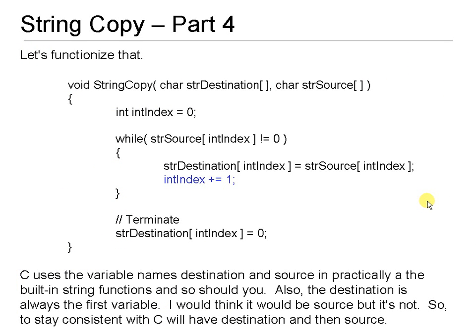Now C uses the variable names destination and source in practically every built-in string function, and so should you. A lot of times students want to use buffer1, buffer2. No, we've got to conform to what the C standard is. And they always put destination first. For some reason, I would think it would be source and then destination, but nope, it's always destination and source. So to be consistent, in most of your string functions you are going to use the parameters destination and source, and you'll put them in that order. If there's just one variable, most of the time you probably want to use source or buffer.